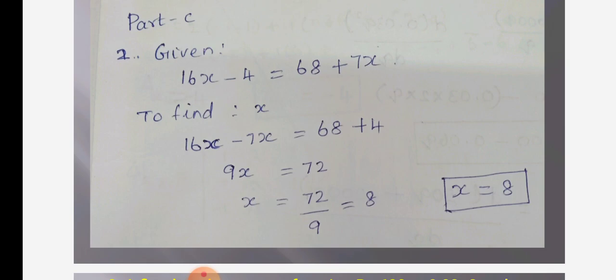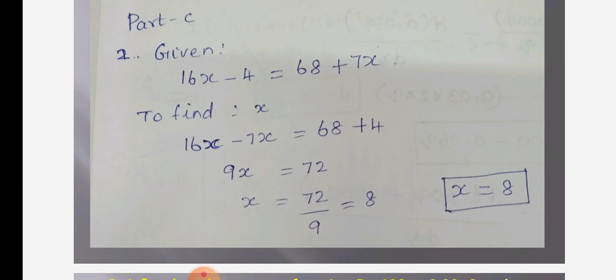Now here when you observe, what are the variables? 16x and 7x are the variables. So let us retain these variables on one side. 16x, keep it as such. This plus 7x, when it goes to the other side of the equal to symbol, it takes up minus 7x form. Now write equal to 68, write as such.